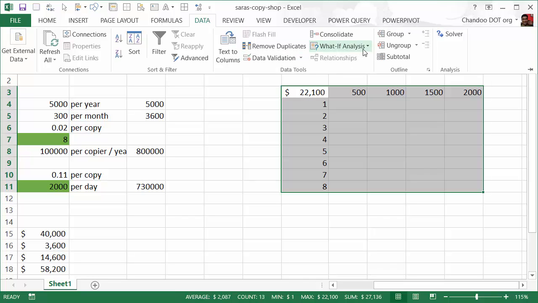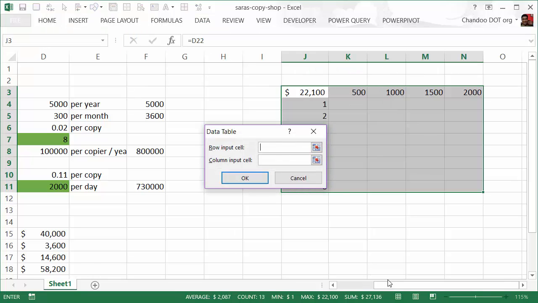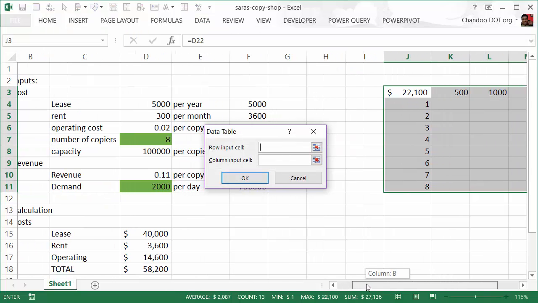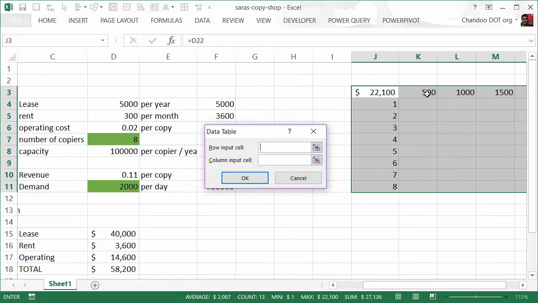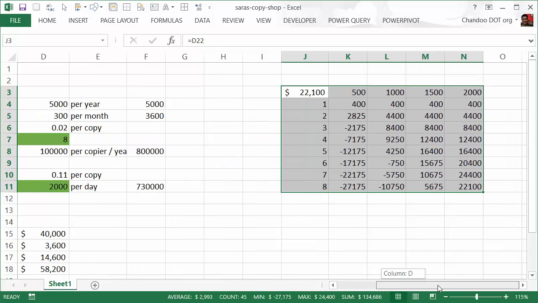This is available in your data ribbon, what-if analysis, data table, and we will say what is the row input and what is the column input. So row input would be your demand, the number there, and the column input would be your number of copiers. And when you click OK, Excel will calculate the values for all of these things.